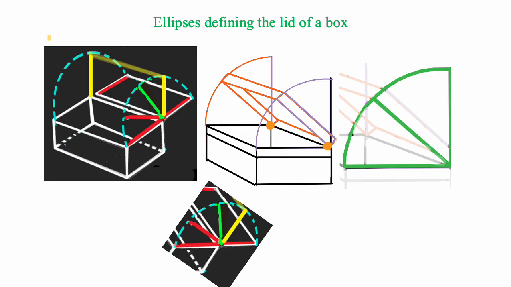The lid of the box circles around its hinges following these two elliptical paths. When the lid is upright, these yellow lines, it lies behind the geometric center, which is the green line. To appreciate this, I turn the image around so that the red line is horizontal, and now you can see that the green line is perpendicular to it, so it represents the geometric center of the semicircle.